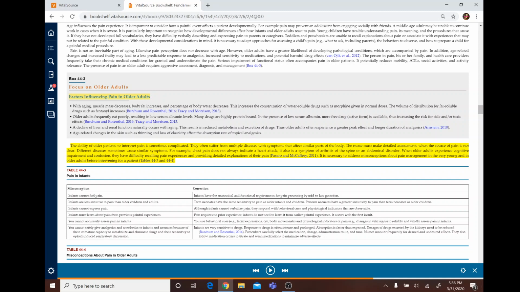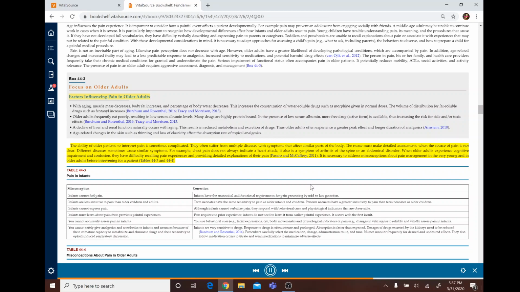Older adults, they don't eat as healthy, not all of them, so they have low serum albumin levels, and if they have low, they can't bind to protein, so then there's more drug available, increasing risk of side and adverse effects. And then obviously the liver and renal function normally declines with aging, so metabolism and excretion of drugs is reduced, so they might have a greater peak effect and longer duration of analgesics. And then skin, such as thinning and loss of elasticity, affects the absorption of topical analgesics, stuff like that.